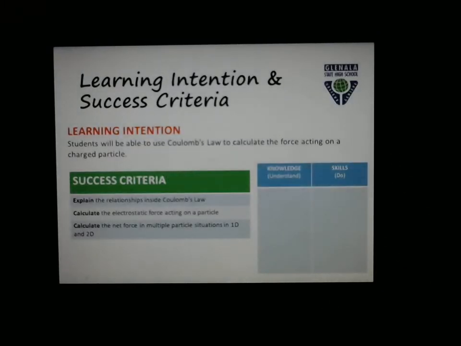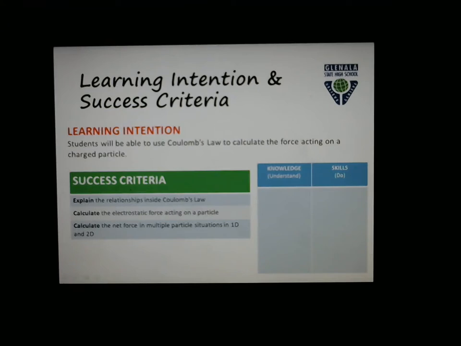Here's our learning intention and success criteria. Have a read and complete the KS table down the bottom right there. Okay, so having a look at the learning intention there, you should be able to use Coulomb's law to calculate the force acting on a charged particle. That's the main goal here.